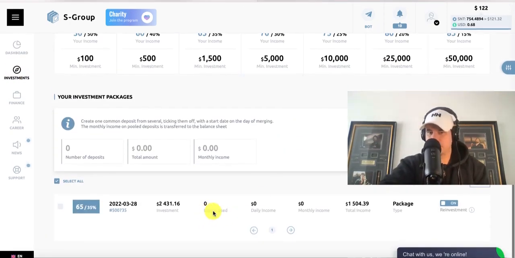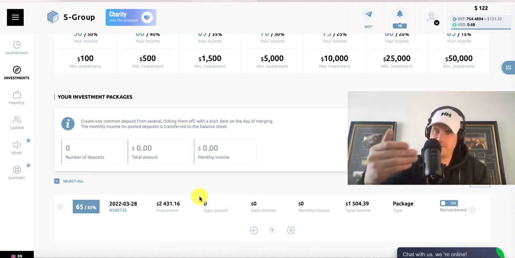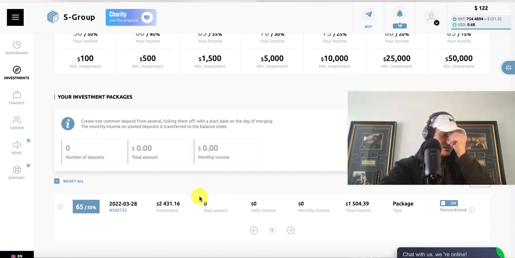You look here, it says 0 days past. The total income from that investment there was $1,504. And no monthly income balance, no daily income balance, because 0 days passed. This investment is seen as like a new investment there. Okay, so we're going to go here and we're going to select our plan.